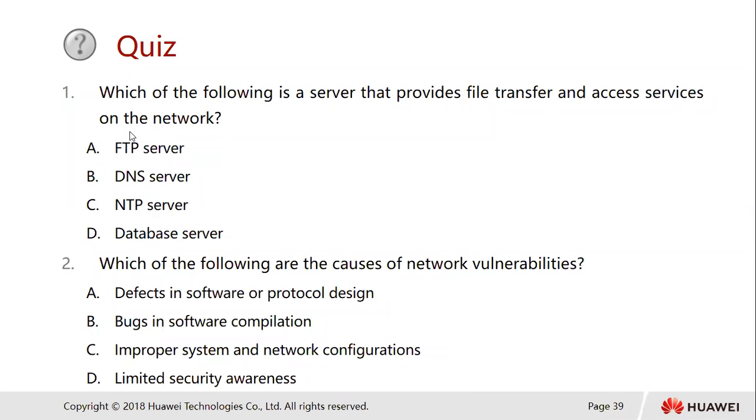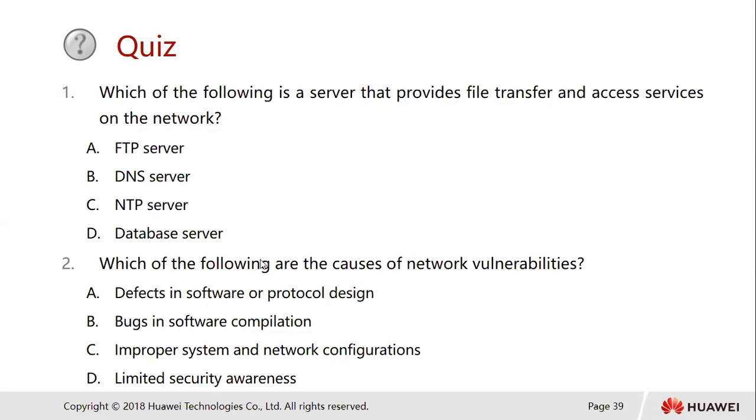FTP deals with files. DNS deals with matching names to IP addresses. NTP is for time. Okay. Database server, it deals with the database management, and so on. You know, so this is how you do it. You can sometimes use the elimination method because some answers don't make sense at all.